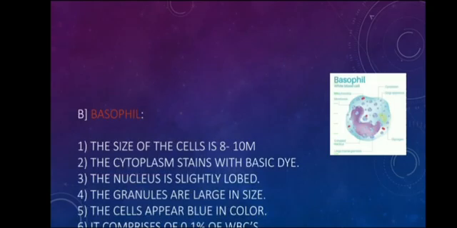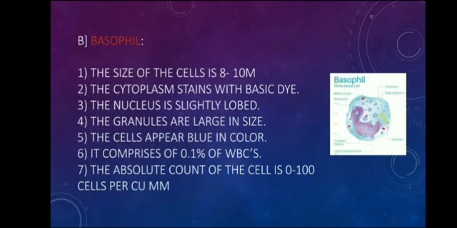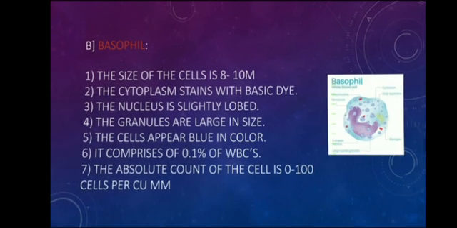Next one is basophil. Basophils are 8 to 10 micrometer in size. The cytoplasm is stained with basic dye. The nucleus is slightly lobed. The granules are larger in size. The cells appear blue in color. It comprises 0.1% of WBC. The absolute count of this cell is 0 to 100 per cubic millimeter.